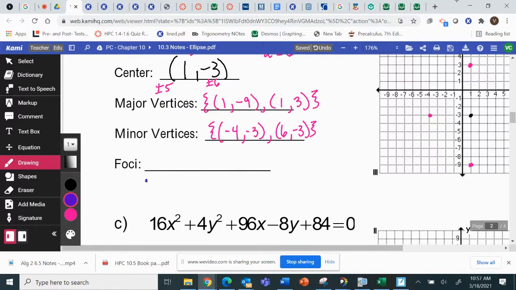The foci, you're going to do a squared minus b squared equals c squared. So I look at 25 and 36 and I subtract them. They have a difference of what, Marie? 11. So c squared is 11. C is square root 11. Because my major vertices went to the y values, my c's, plus or minus square root 11, also go to the y values. I'm going to put the one with minus square root 11 first, because that is the smaller one.